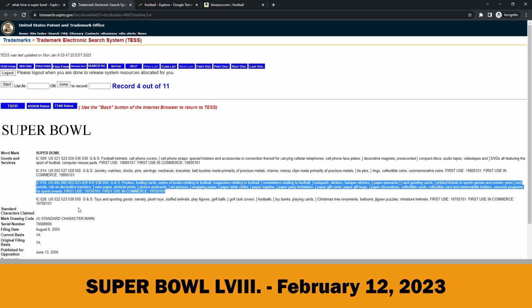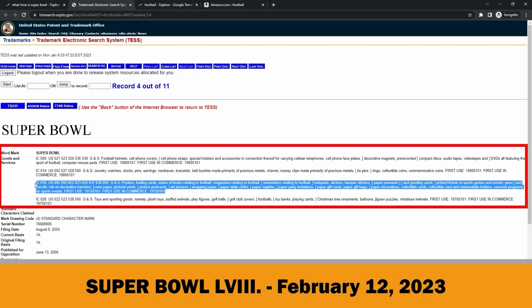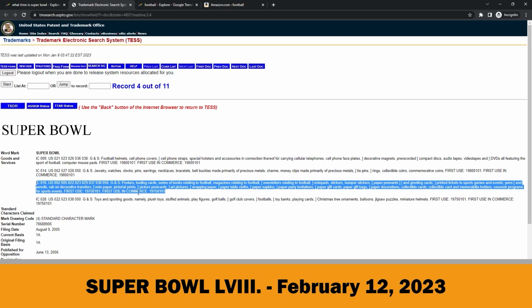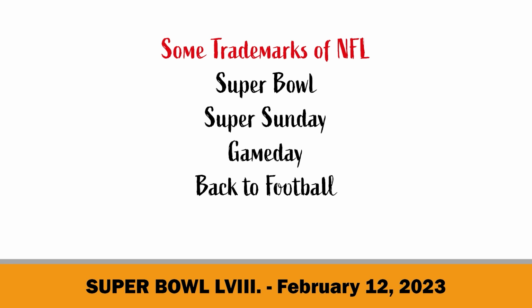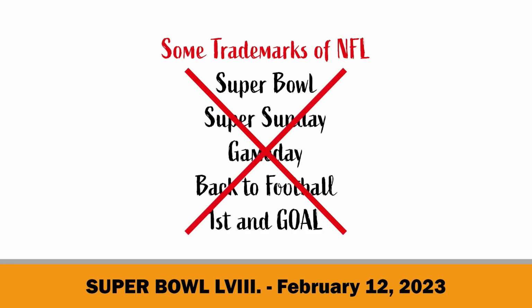Firstly, NFL trademarked the phrase Super Bowl. You can check here all the details. That's why Super Bowl commercials typically have a football team but don't say the name of the event. And Super Bowl isn't the only term that NFL has trademarked. Super Sunday, Game Day, Back to Football, First and Goal are all protected.